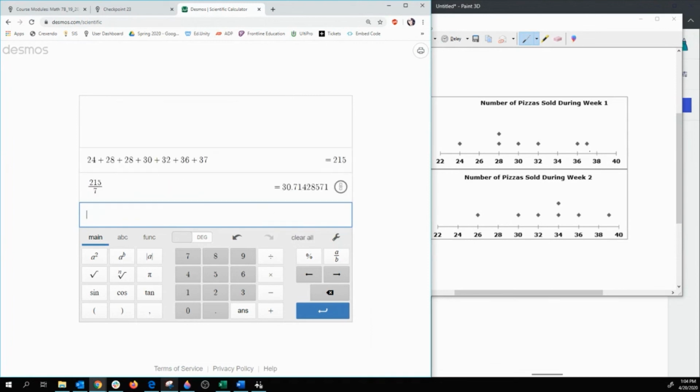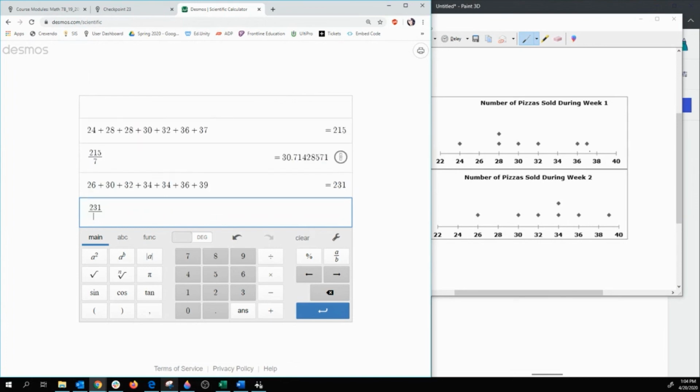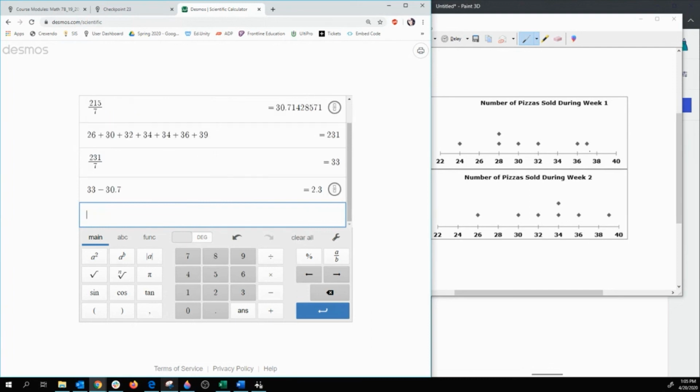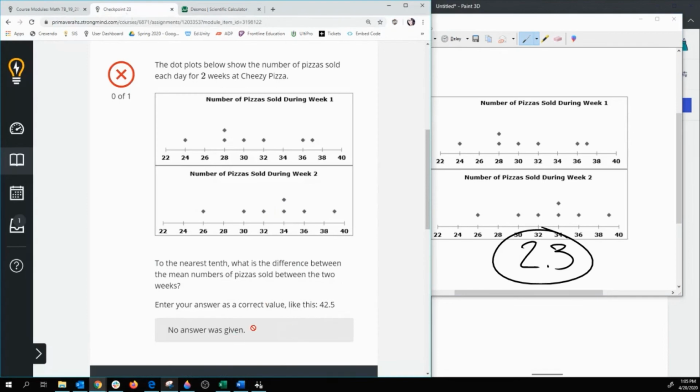For week 2, I have 26 plus 30 plus 32 plus 34 plus 34 plus 36 plus 39. That gives me 231, and I'm going to divide that by 7 again. So I have 33 minus 30.7, which gives me 2.3. So the answer for this problem is going to be 2.3.